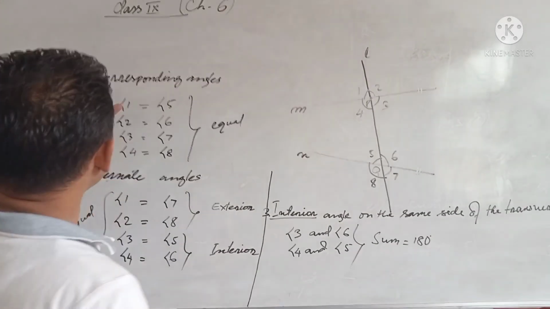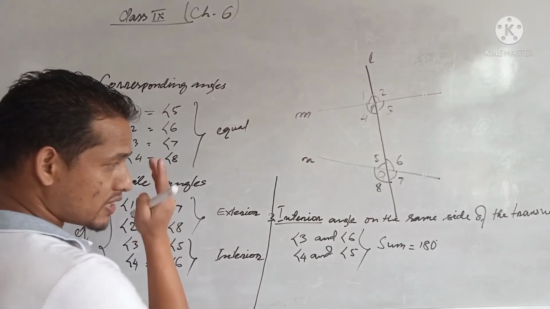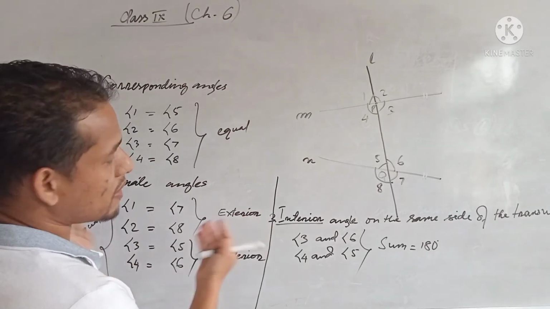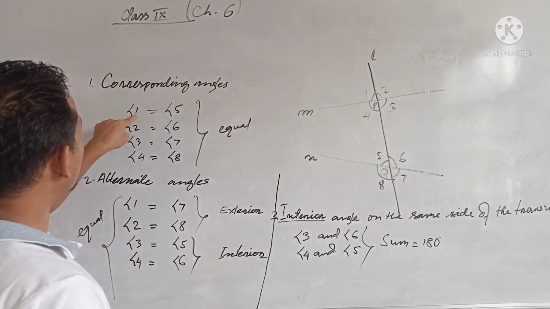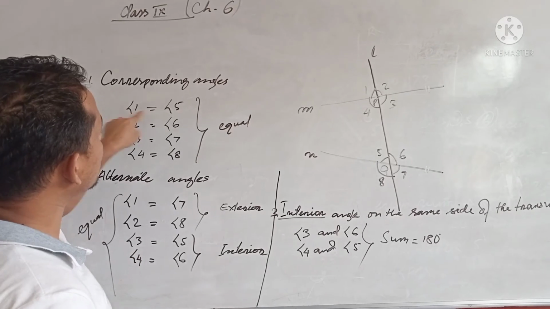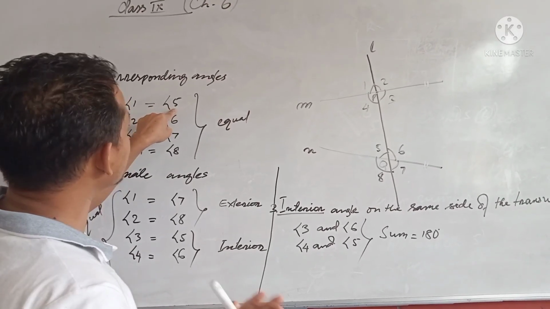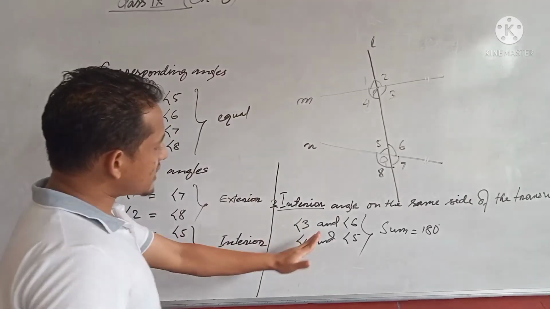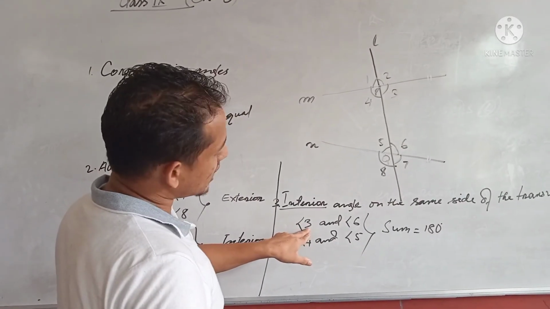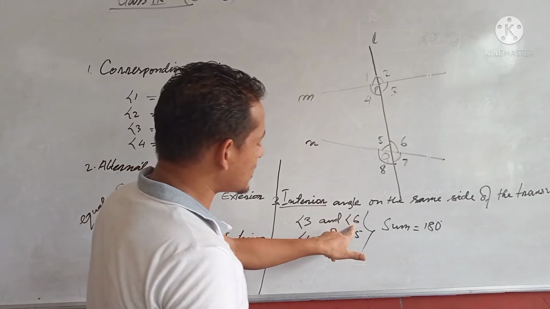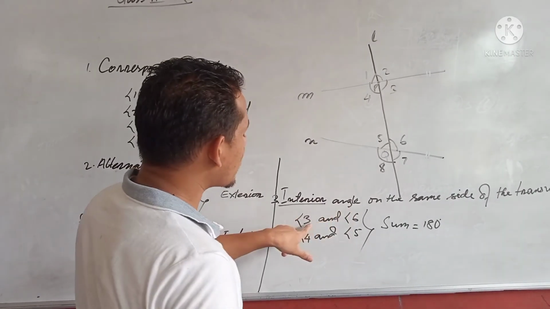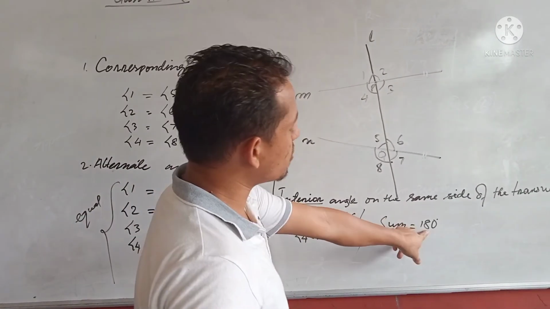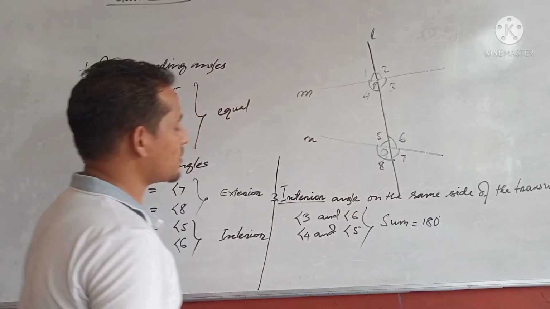Corresponding and alternate angles are always equal. It can be any measurement. For example, if angle 1 is 50 degrees, then this also will be 50 degrees. Just an example. But in this case, if angle 3 is 100 degrees, then angle 6 should be 80 degrees, so that 100 plus 80 comes to 180 degrees.